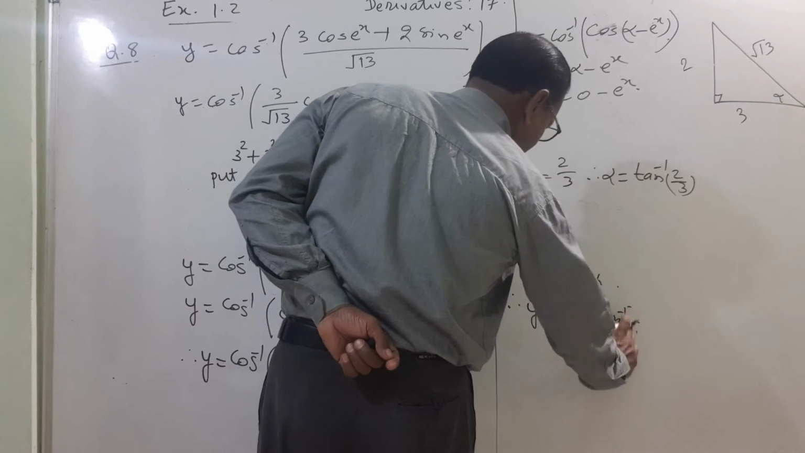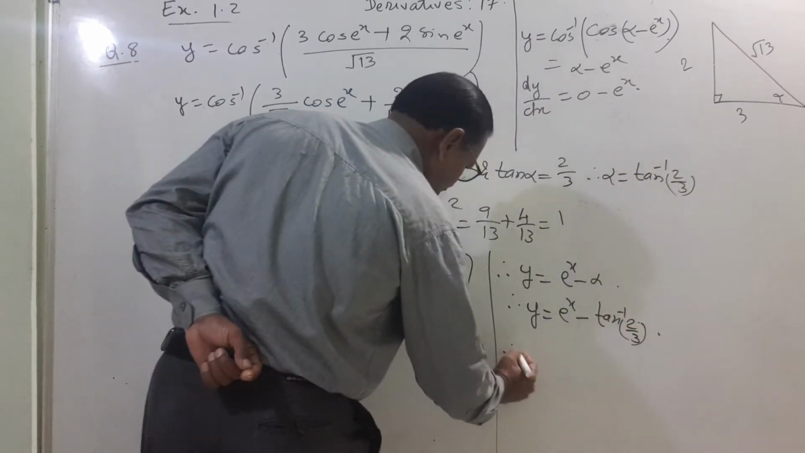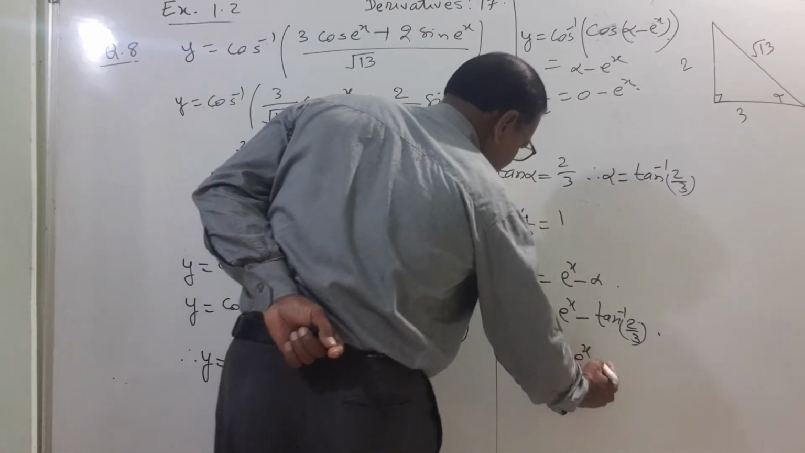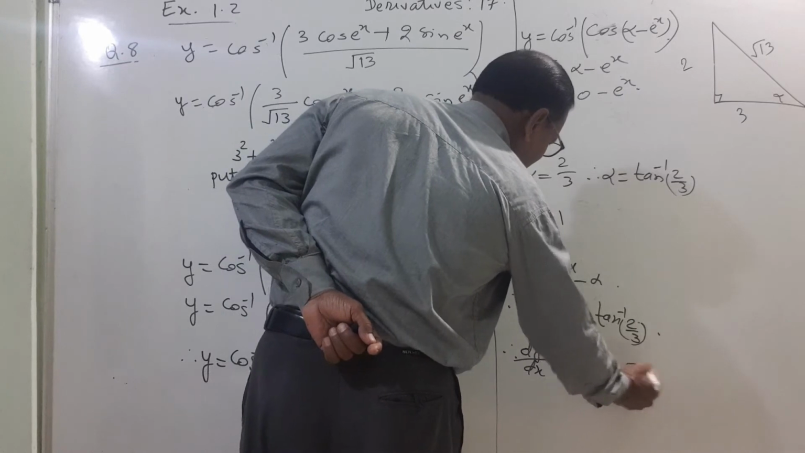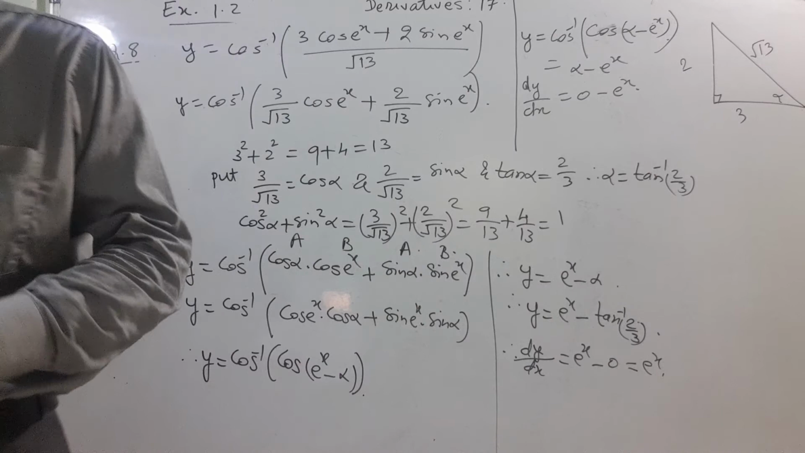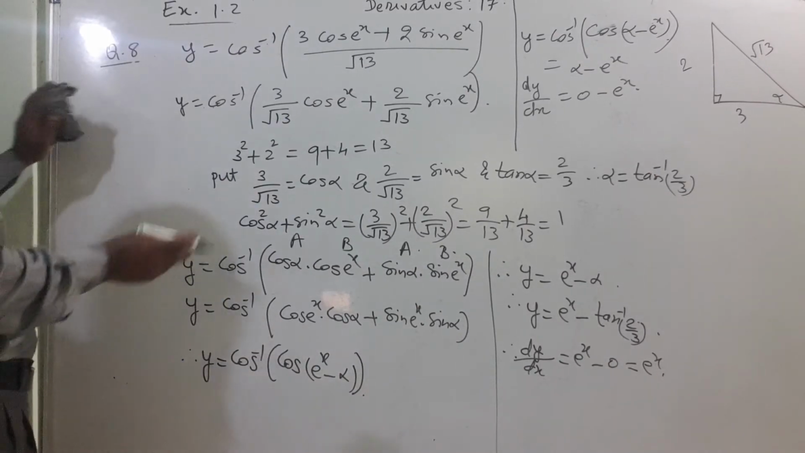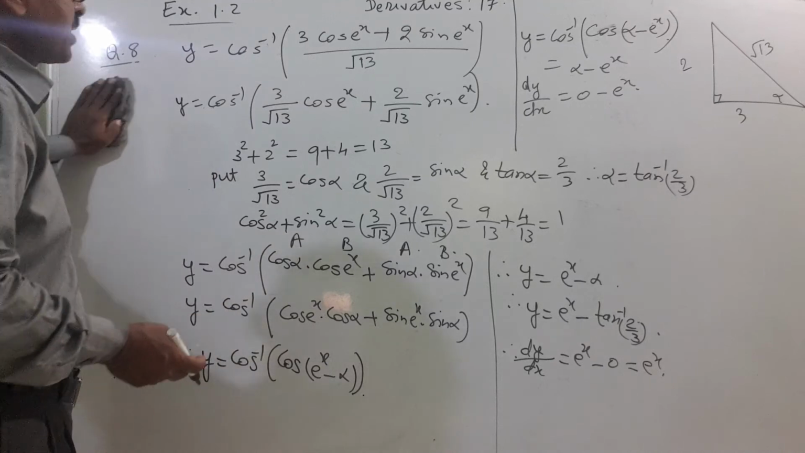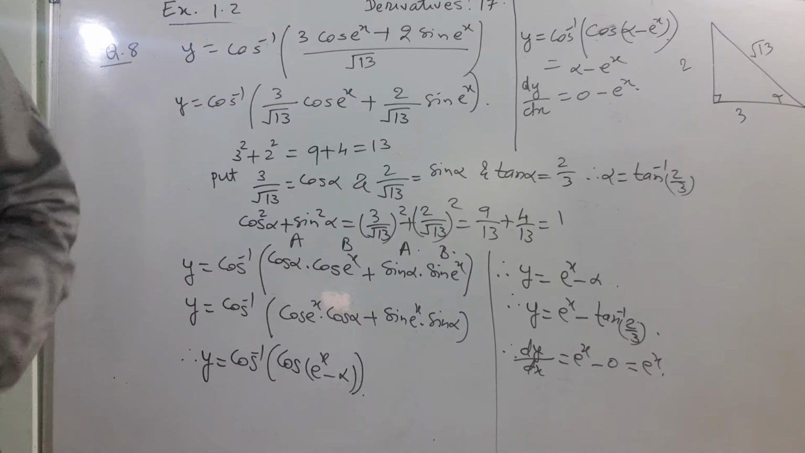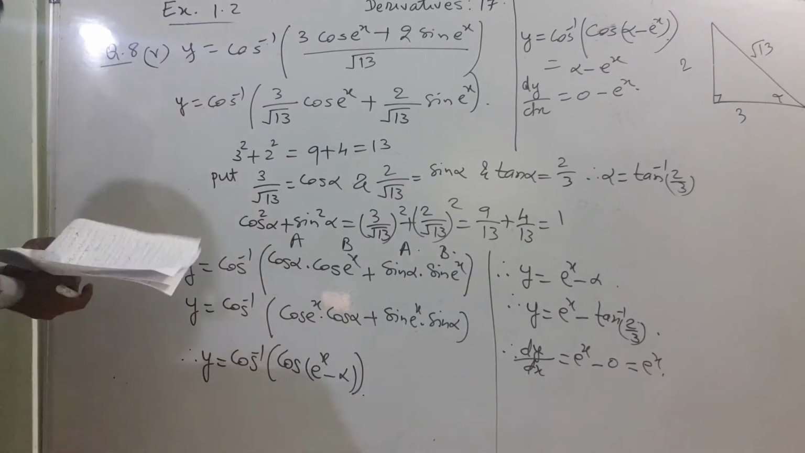So now take the derivative. Therefore, dy by dx is equal to e raised to x minus 0, and that is nothing but e raised to x. Means both the answers are correct. So, okay, if you want to take the screenshot, you can take. This was the fifth sum. Question number 8, fifth sum it was.